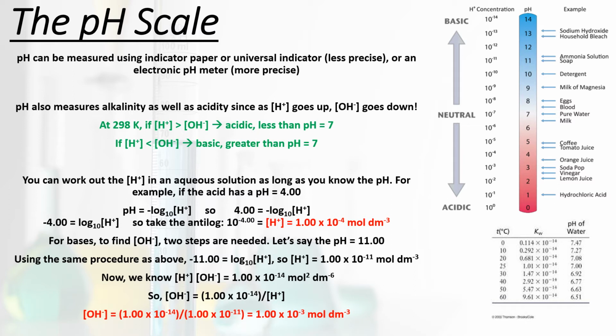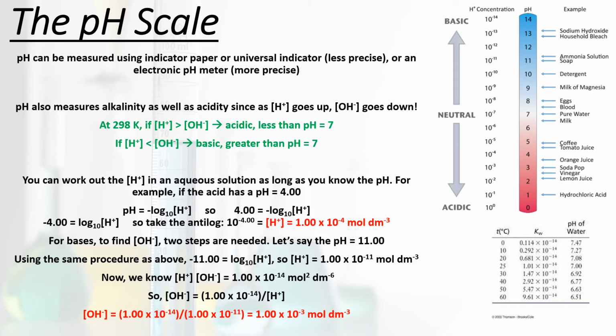And you can also see at the bottom right the table there of the temperature, the value of Kw, and then the pH of pure water. And you can see that as the temperature increases, for pure water, the pH decreases. It becomes more acidic because we're having more H plus ions because that equilibrium is shifted right.